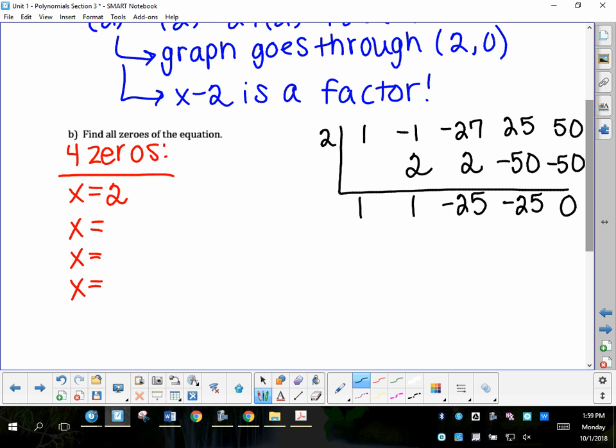So as of right now, I have x minus 2 times what will give me back my original. What do I have to multiply the x minus 2 by to get back the original? Matthew, what would you go through and say? X to the third plus x to the second minus 25x minus 25. How can I continue to break down, I guess, or find the remaining zeros? Because this one hopefully sets up nicely.